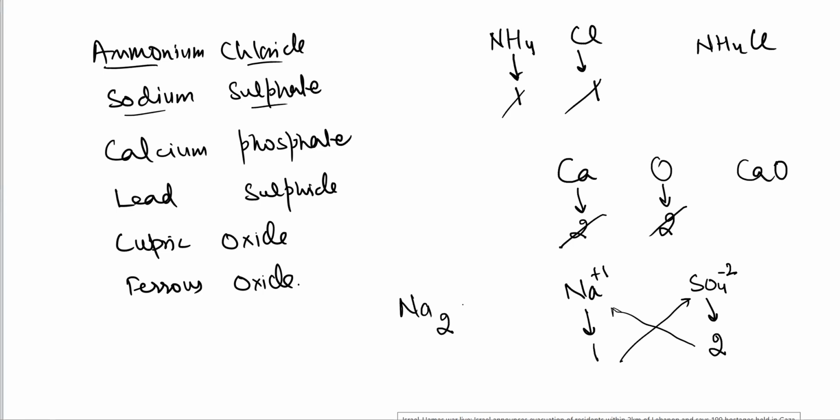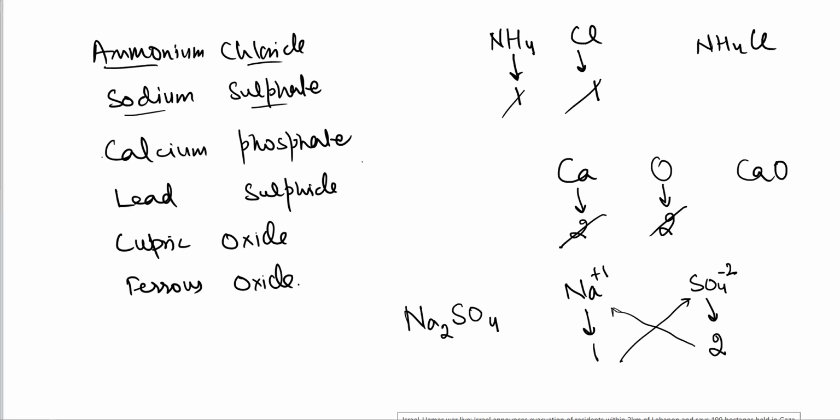Then we're going to have Na2. Don't write 2 this way. Write the valency 2 here, small, like this. And then SO4. Because this 1 is going to multiply with SO4, it will remain SO4. Got it? Yes, sir.